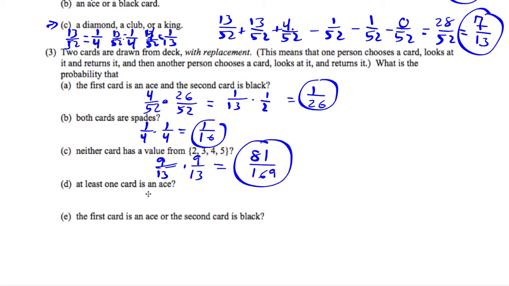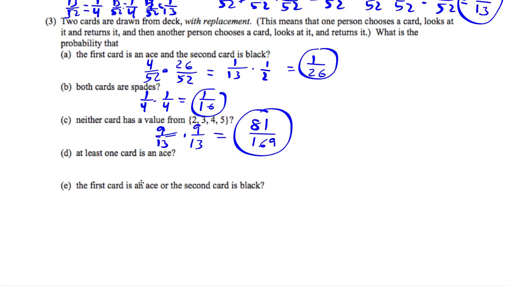And then at least one card is an ace. So the probability we get an ace is 1 over 13. And then I mean, the next one could just be anything. It could be 13 over 13, 52 over 52. So we end up just getting 1 over 13.